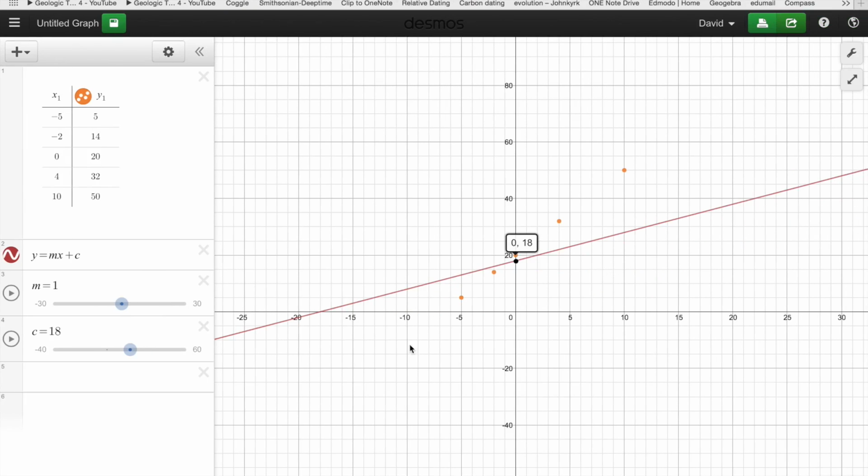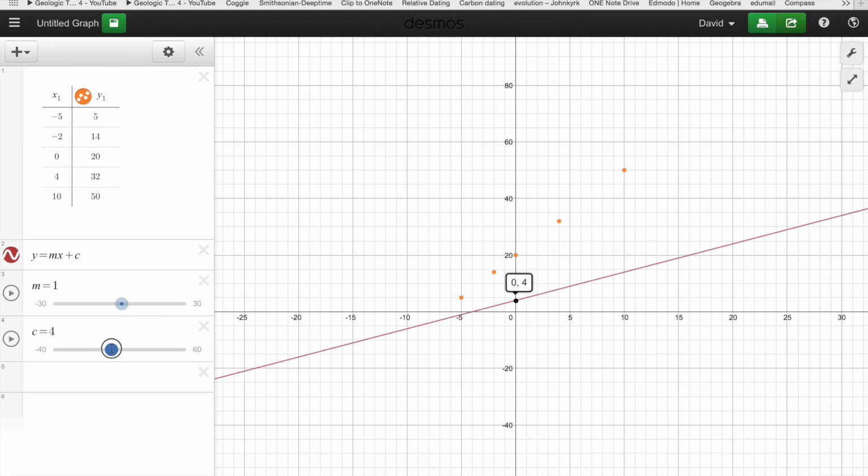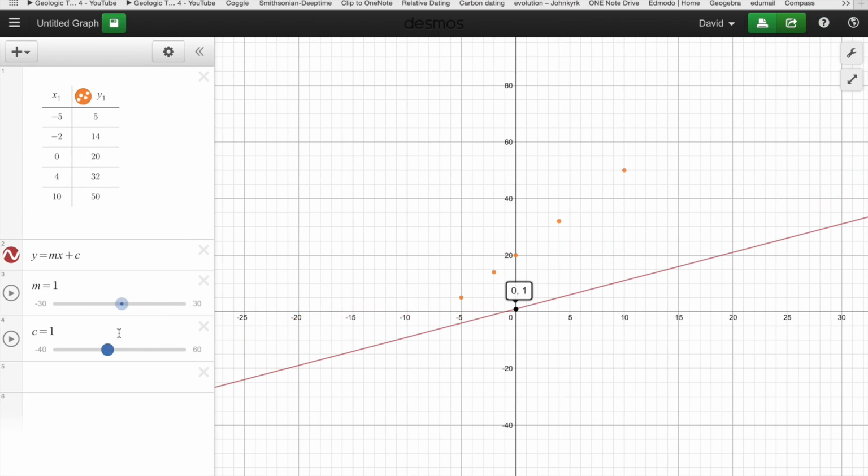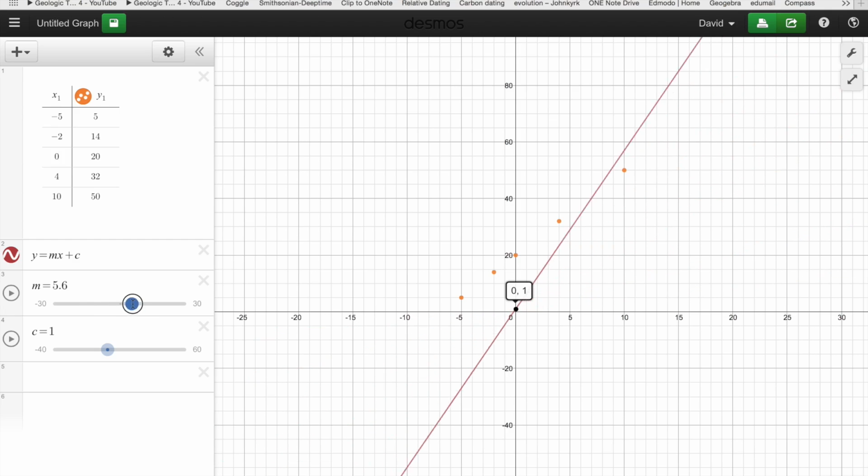Let's now have a look at our m value. Now I'm going to set my c value back to 0. Now I'm going to change my m value. Whoa, check that out. As m goes up, it gets steeper and steeper and steeper. It could go even further, but I've set it to stop at 30. So the bigger the value of m, the steeper the graph. Now I'm coming down again.